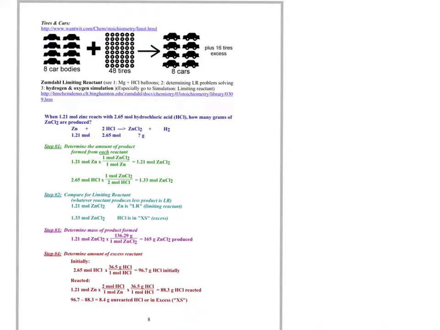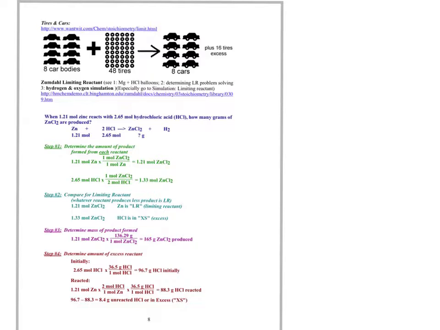And the way we do that is a two-step process. We first use the amounts given, here and here, to determine how much of the product each one will make. So 1.21 moles of zinc, if we follow this as balanced, if we follow the mole-to-mole ratio, we can solve and see that we get 1.21 moles of zinc chloride. Using the HCl, we see that we only get 1.33 moles of zinc chloride.